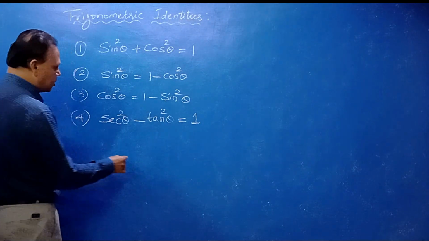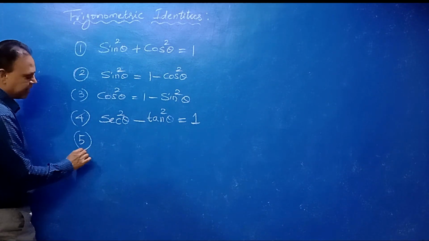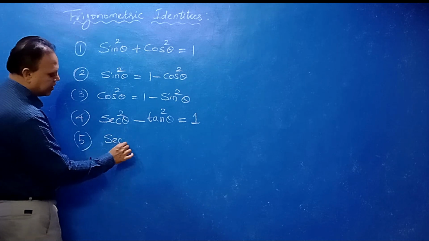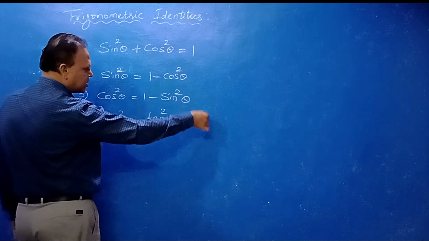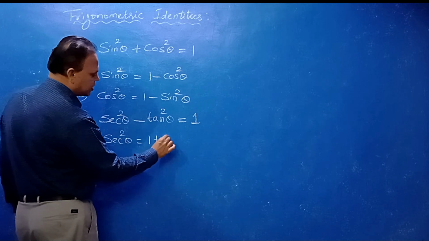Now from this you write two identities. From this you can easily write two identities. First, secant square theta can be written as, bringing this to this side, 1 plus tan square theta.